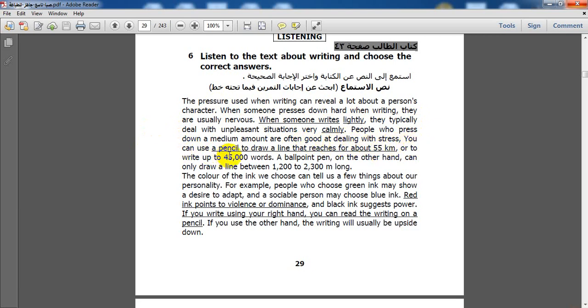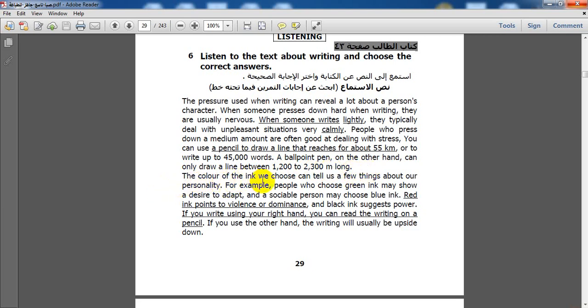You can use a pencil to draw a line that reaches for about 55 kilometers, or to write up to 45,000 words. A ballpoint pen, on the other hand, can only draw a line between 1,200 to 2,300 meters long.